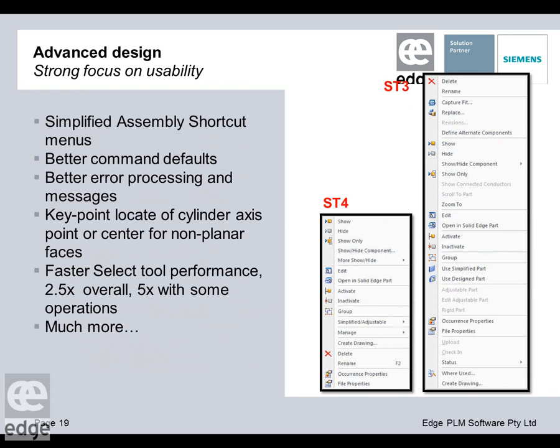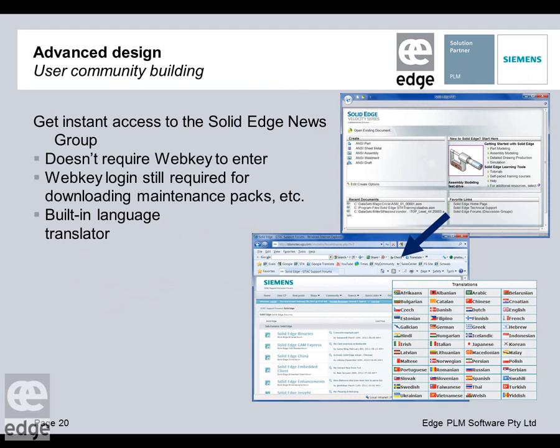Those of you who noticed in the assembly before, when I was working in that, the shortcut menu, the right-click menu, has been shortened. I must admit it used to take me quite a while to hunt through this sometimes. I'd get a little bit lost. With the new one, everything's still there, but there are a few more groups in there. Faster select tool performance, key point locate, cylinder axes, and those sorts of things for non-plane faces have been worked on. There's a lot more in that area. Don't forget the Solid Edge News Group. It's now accessible from the Solid Edge open screen.